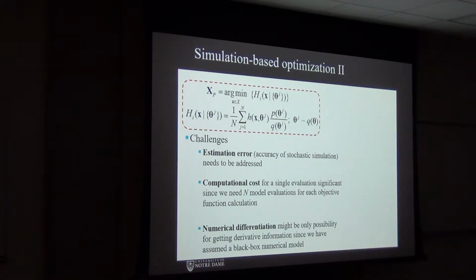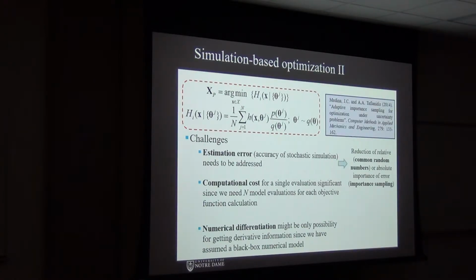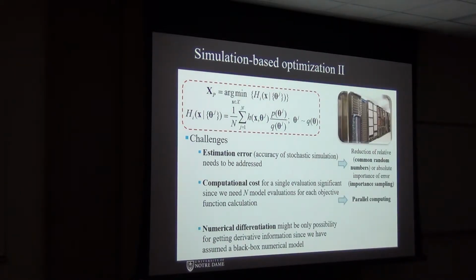Also, since we said we're going to use a lot of black boxes, numerical differentiation in many applications is the only possibility for getting derivative information. Of course, there are some remedies for these challenges. For example, you can rely on importance sampling, or you can use the concept of common random numbers to reduce the relative or absolute importance of the simulation error.